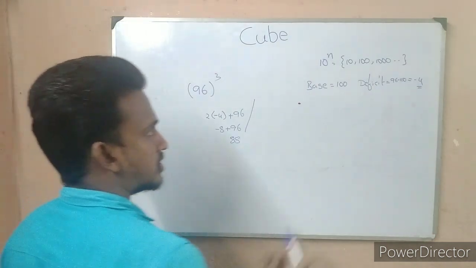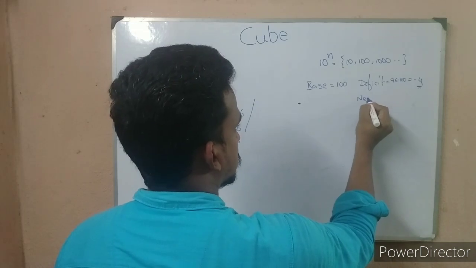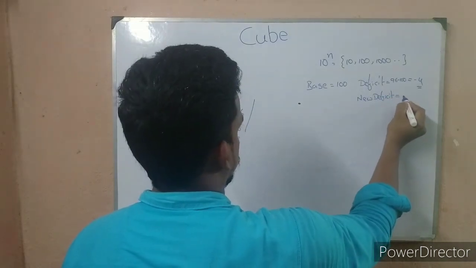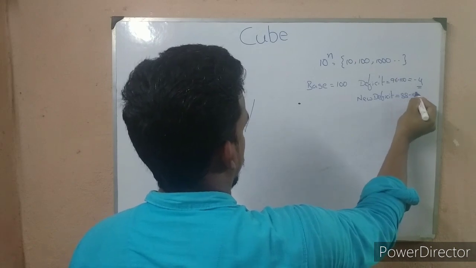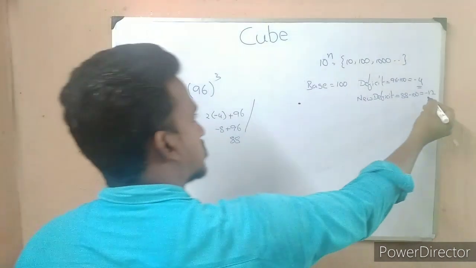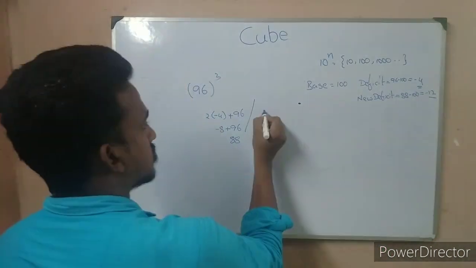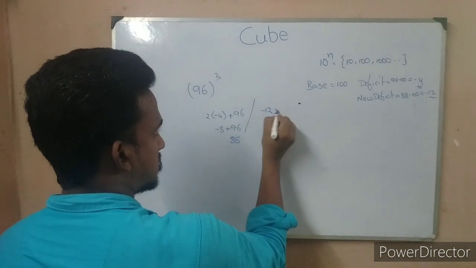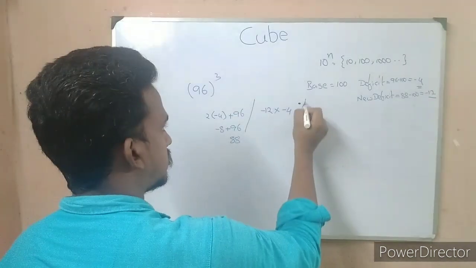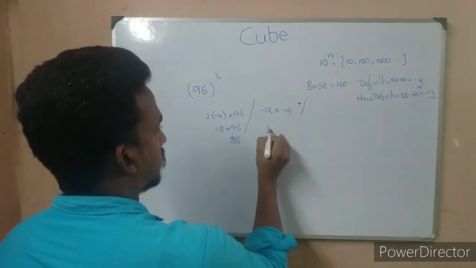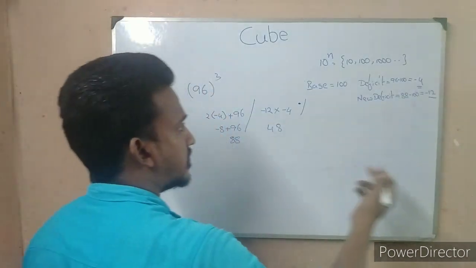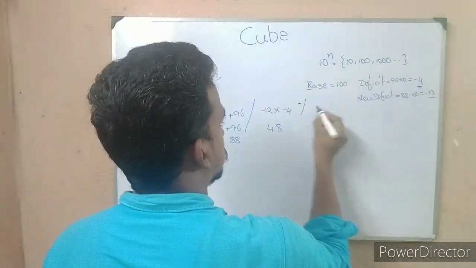This 88 gives us a new deficit, which is 88 minus 100, which is minus 12. We are going to use this new deficit. The second step is the new deficit times the old deficit. So what will we get? We'll get 48.